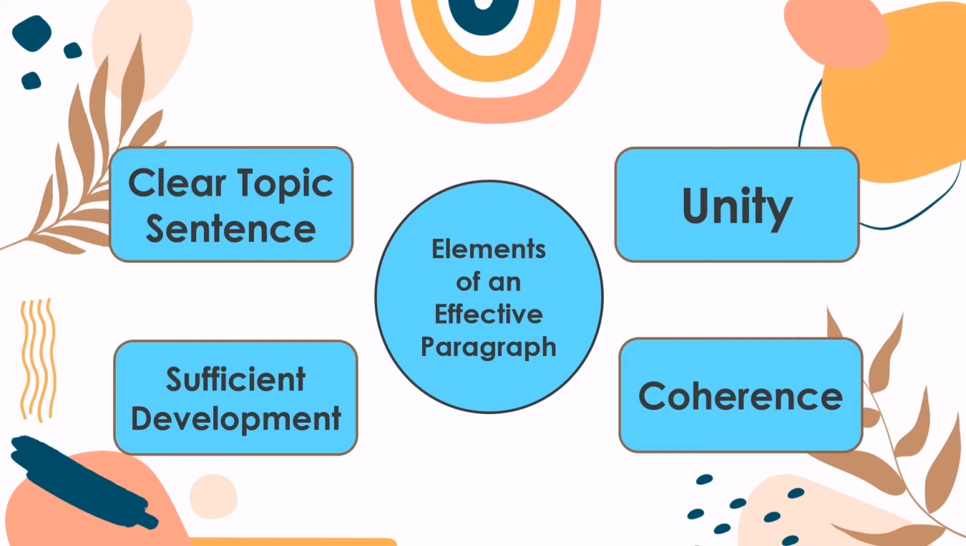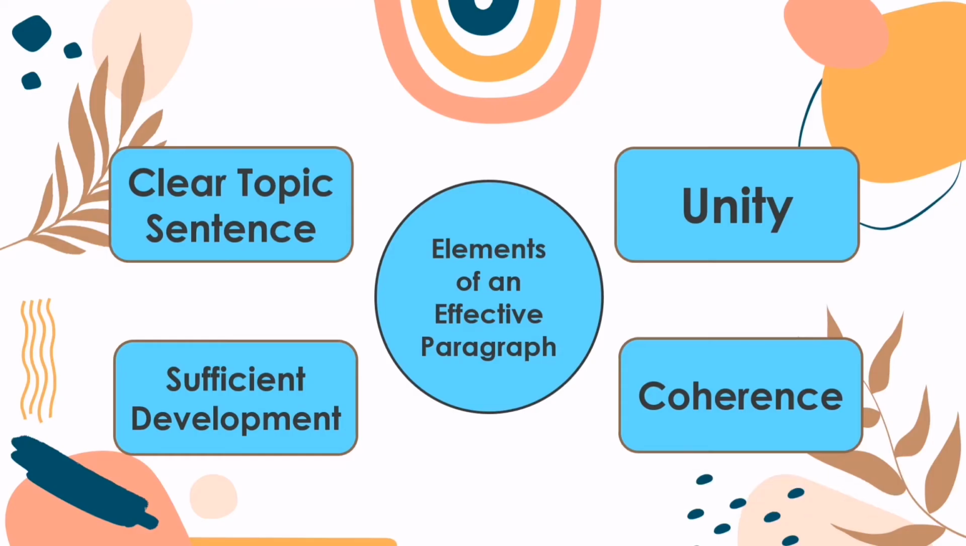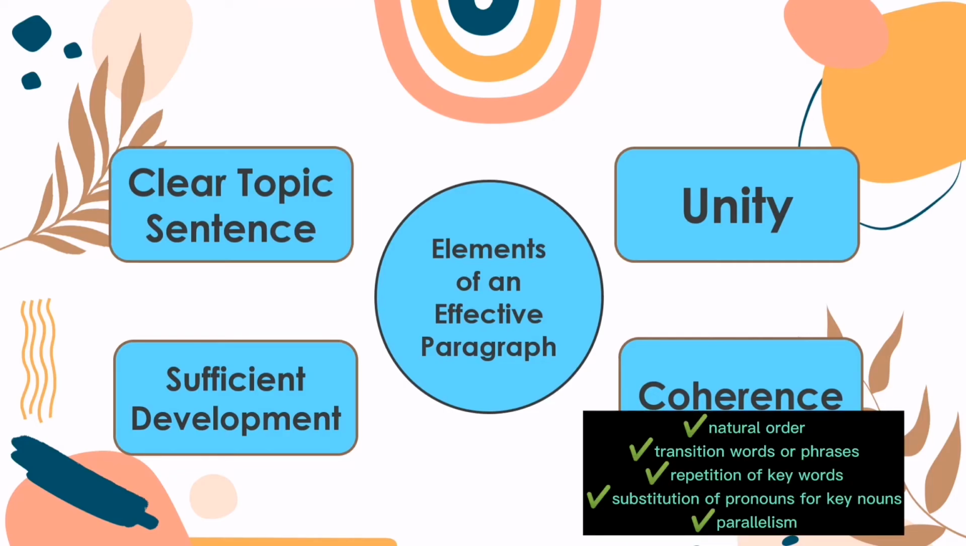Next is coherence. Coherence means all the sentences and ideas in the paragraph flow smoothly together to make clear and logical points about the topic. In writing a paragraph, you must take note of the following to achieve coherence: a natural or easily recognized order, transition words and phrases, repetition of keywords, substitution of pronouns for key nouns, and parallelism.